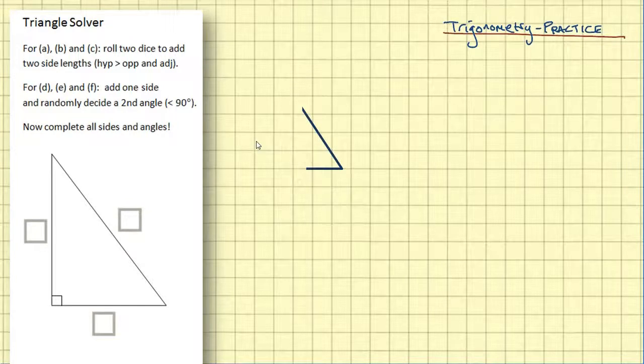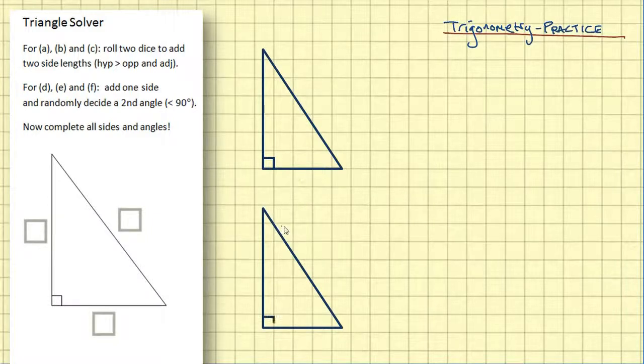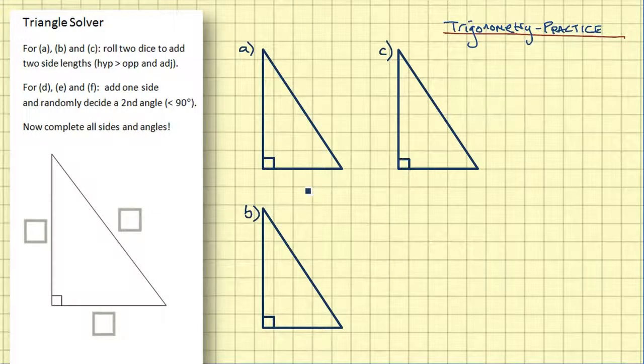Okay, let's give this a go. So first of all, let's draw A, B and C to start with. Okay, so there's B and C, and now let's fill in A. Let's have this one as B and C. Okay, so what have we got to do? For A, B and C, roll 2 dice to add 2 side lengths. So here we go.